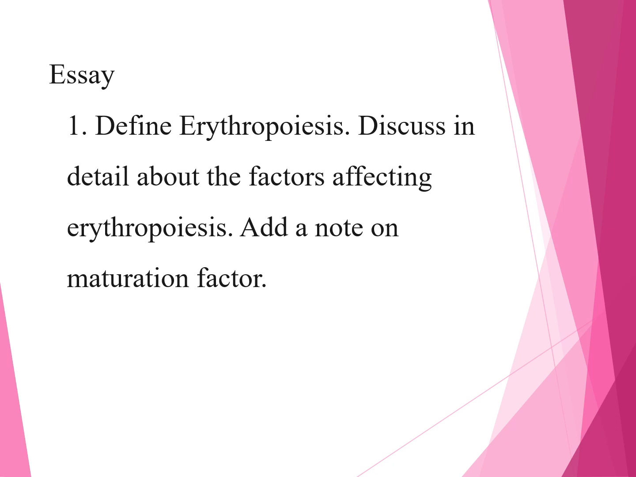Okay. First, we have to write the definition of erythropoiesis. Already we know what erythropoiesis is. Erythropoiesis is the process of the origin, development, and maturation of erythrocytes. Okay, we have to write the definition and discuss in detail the factors affecting erythropoiesis. Factors affecting erythropoiesis and stages we have to write in this topic, and add a note on maturation factor.